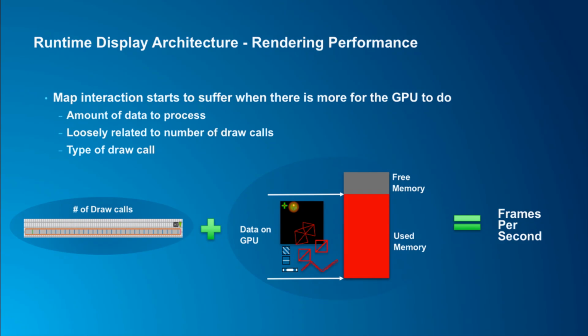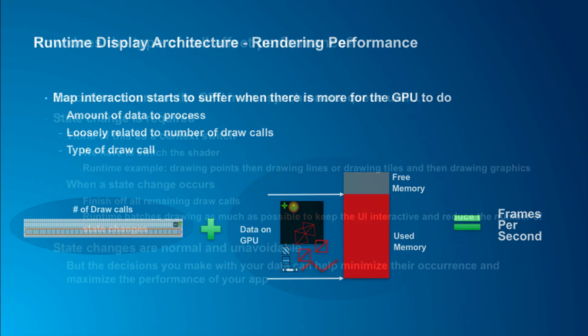So really, I just kind of went over this. As more and more work has to happen on the GPU, as more data needs to be processed on the GPU, as more and more draw calls are sent to the GPU. And I say loosely on the slide because some draw calls are cheap, some draw calls are expensive. And knowing which type of draw call happens when you do what will really help you improve the performance of your app. And that is the point of this session.